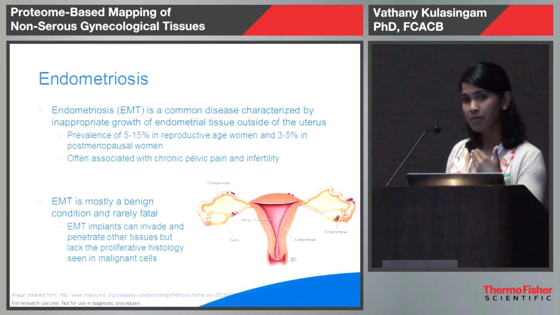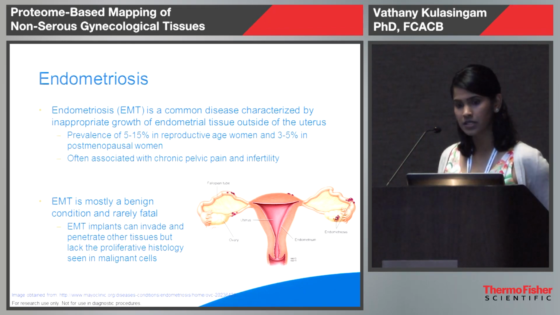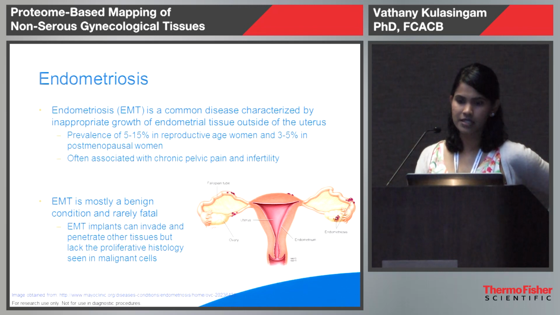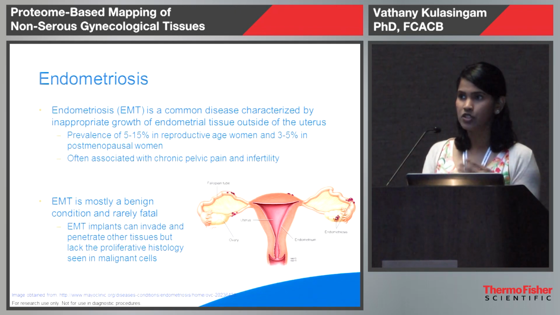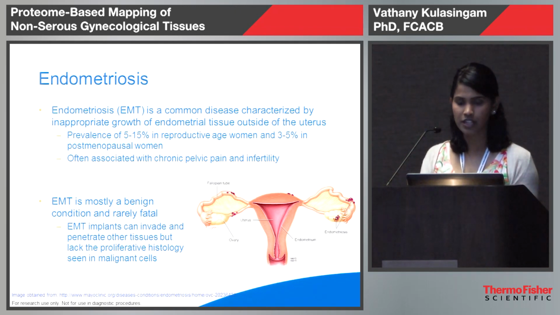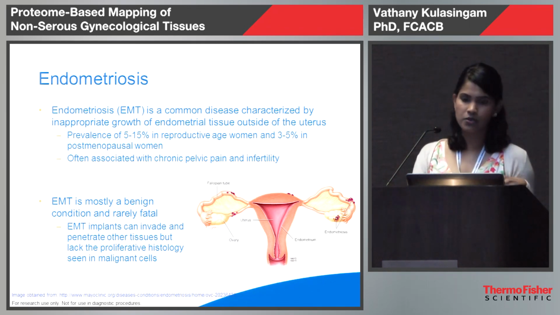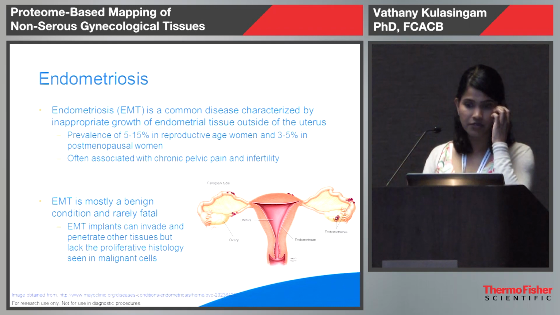So just to step back a little, endometriosis is a common disease characterized by inappropriate growth of endometrial tissue outside of the uterus. There's a prevalence of about 5 to 15% in women of reproductive age and about 3 to 5% in postmenopausal women. It's often associated with chronic pelvic pain and infertility.